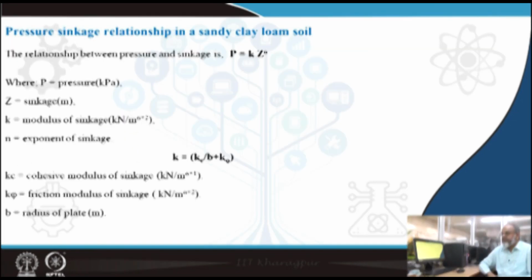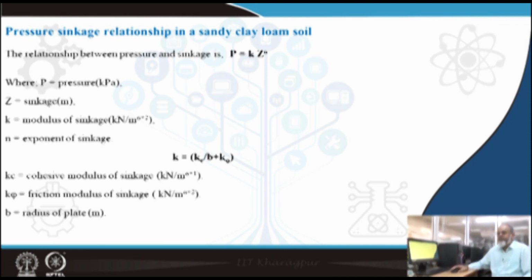In a pressure sinkage test, what we are measuring is how much pressure we require to force a plate. The plate could be a rectangular plate or a circular plate, and that should simulate the contact area of a tire. Now, it is better to take a circular plate because when you apply a load, it becomes uniformly distributed. If you take a rectangular plate, the corners are dead points. So that's why pressure is not uniformly distributed.